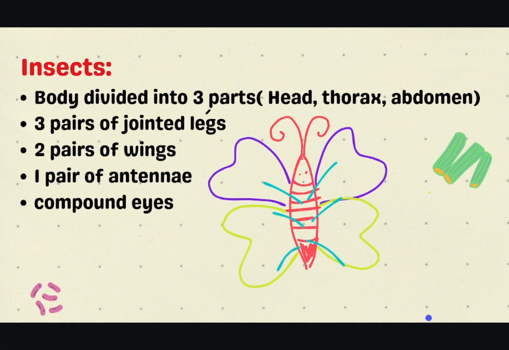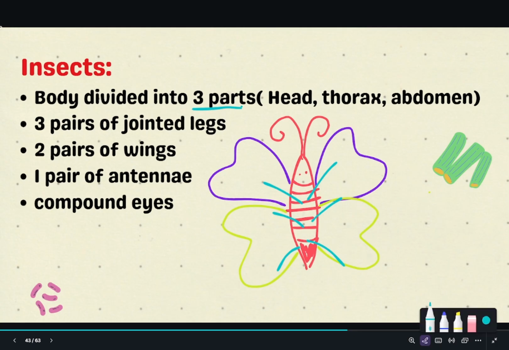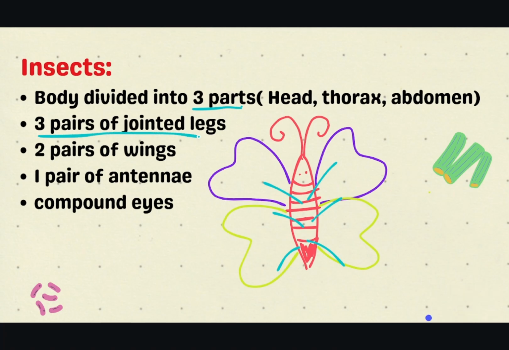So how are you going to remember it? You're going to remember it that, okay, if it has three parts, just remember it by this diagram, okay? How are you going to remember it? That their body is divided into three parts: head, thorax, and abdomen. All right. So if their body is divided into three parts, then they also have three pairs of jointed legs, which means that they have a total of six legs. All right. And they have two pairs of wings, a pair of antenna.